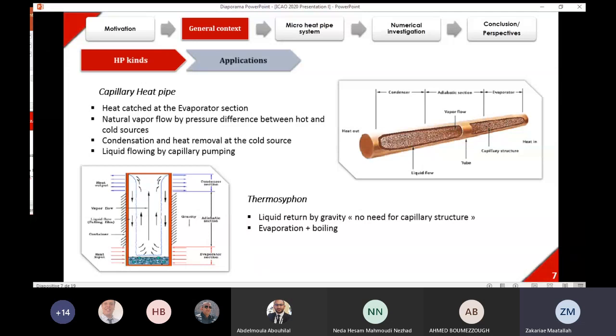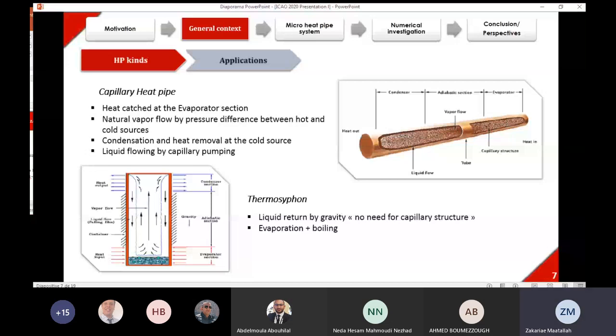Thermal siphon is another kind of heat pipe that has the principle of the heat pipe that was discussed before, but we have two differences here. The first one is that liquid is returning by gravity, so there is no need for any capillary structure. And also at the evaporator, we have two processes, which are evaporation and the boiling process.